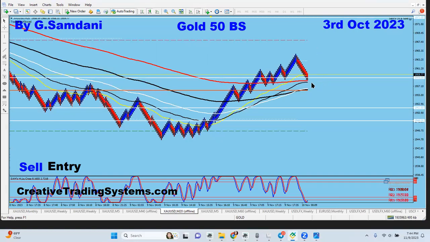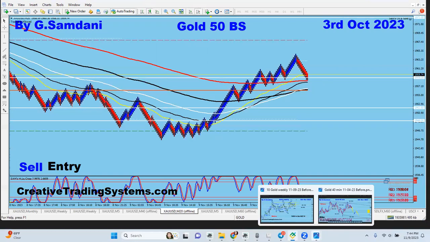If we go down below 1959, no more long, then we look for short going to 1920. If we go above and continue going to the upside above 1959, then next is 1987 and more. Okay, this is how it is.